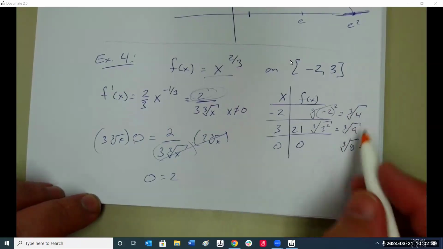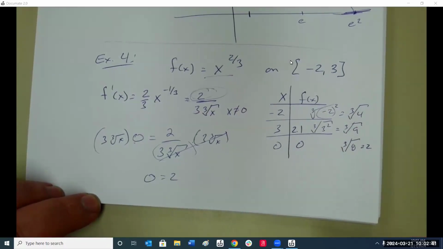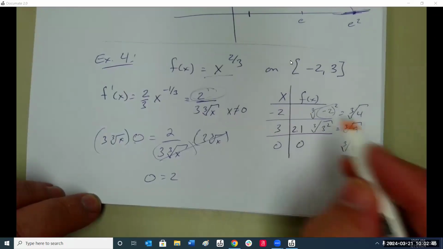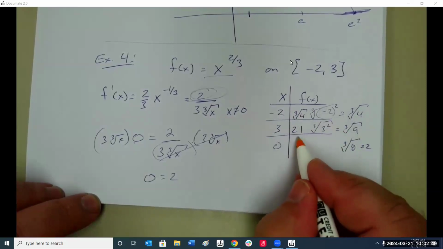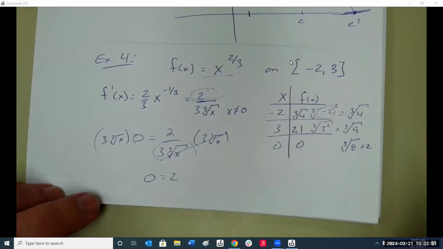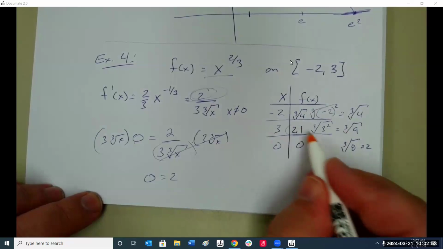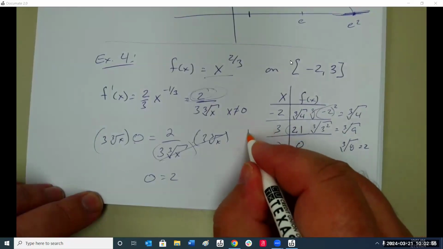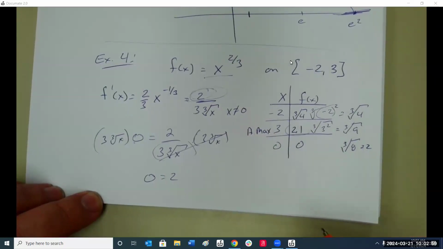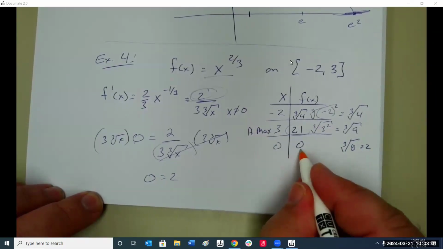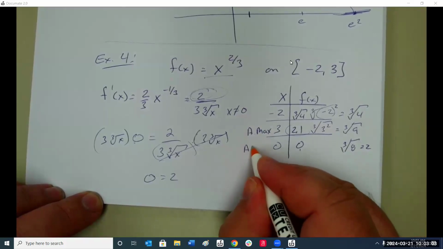So out of these, what's our highest point? What's our lowest point? This one is cube root of 4, and this one's 2.1. 2.1 is the maximum, so this is our absolute max. What's our minimum? At 0. So this is our absolute minimum.